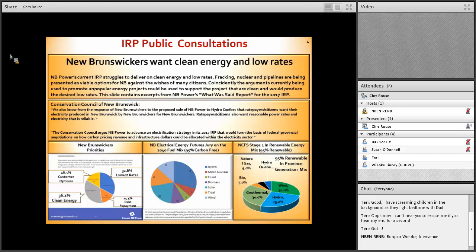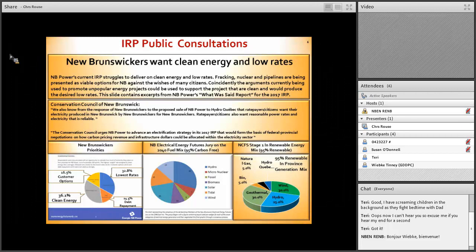The Conservation Council also urges NB Power to advance an electrification strategy for its IRP that would form the basis of federal-provincial negotiations on how carbon pricing revenue and infrastructure dollars could be allocated within the electricity sector. So again, this is in line with aspects of what the Conservation Council submitted for NB Power's IRP.